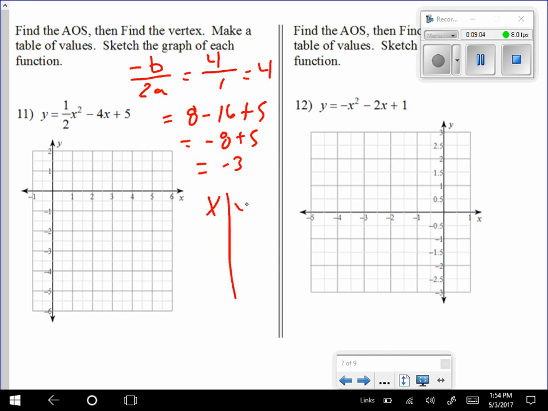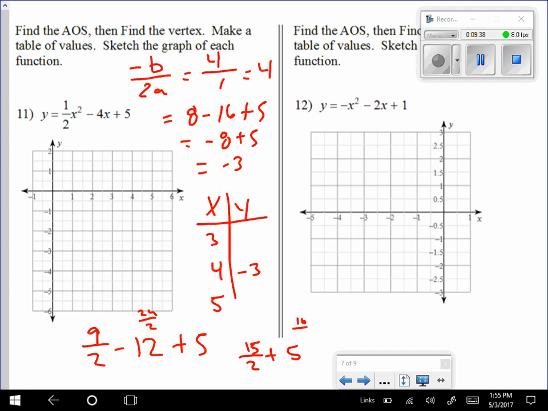So I have x and y, because 5, of course, is not on the graph. So we have 4 and negative 3, 3 and 5. So if I do 3, that's fine. So I'm going to have some fractions involved. 3 squared is 9, so I would have 9 halves minus 12 plus 5. So this is really 24 halves. If I subtract 9 from that, 24 minus 9, it gives me 15 halves plus 5, which is really 10 over 2. So that's 25 halves, I believe.